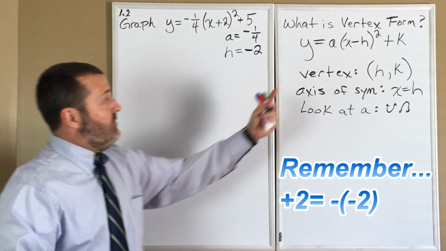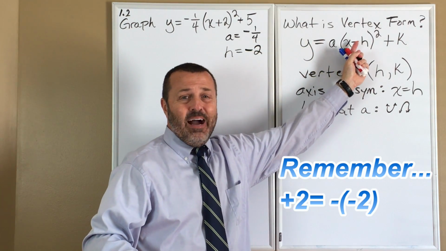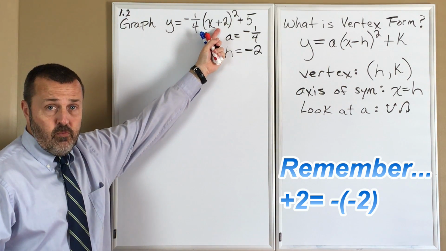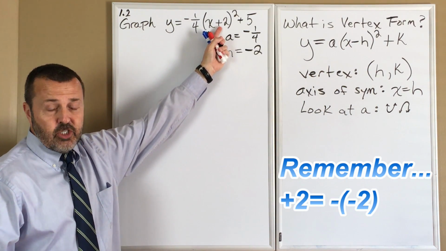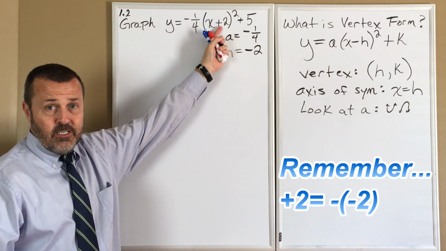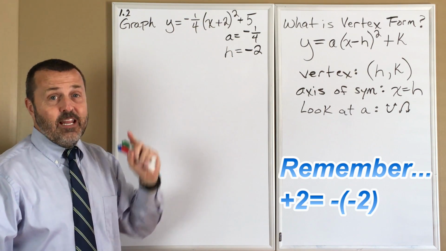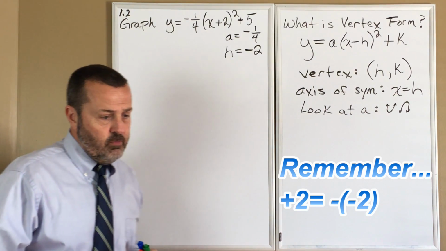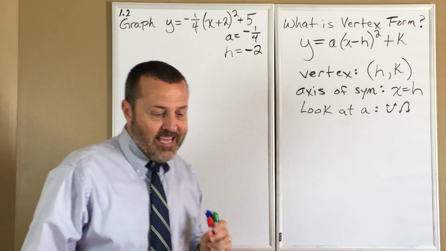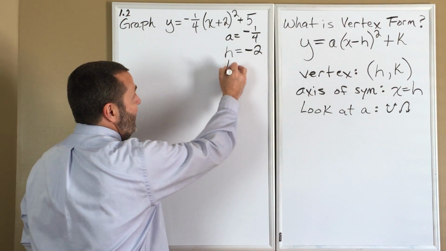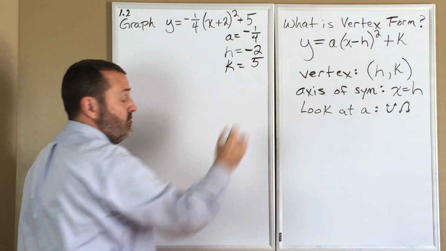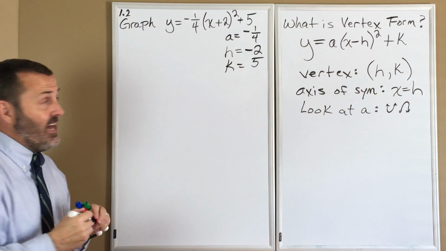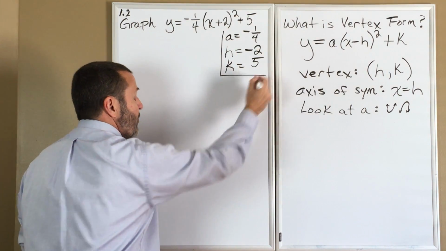Keep in mind that vertex form is minus h. But in our example, it says +2. How would we make +2 into a minus? We would have to go minus a -2. That is why the h value is -2. And lastly, our k value is 5. So we've identified important data from vertex form.